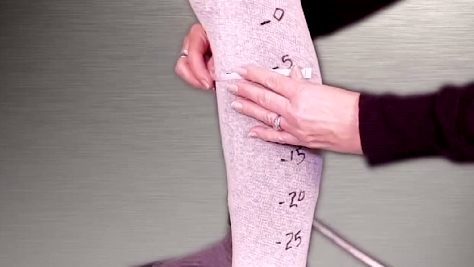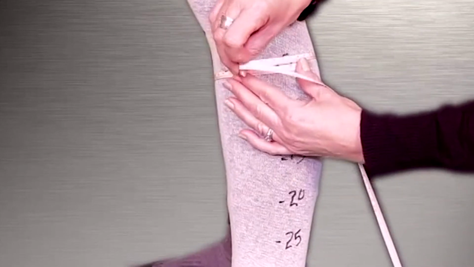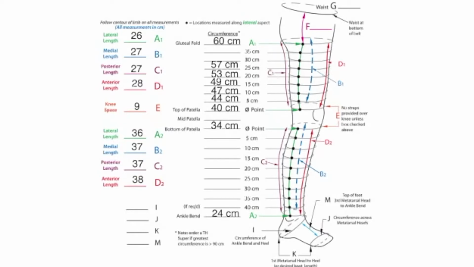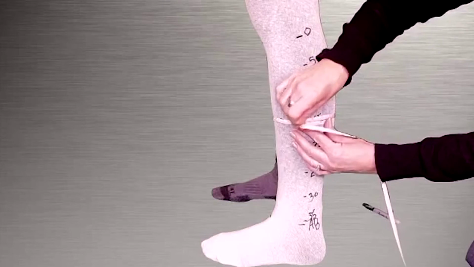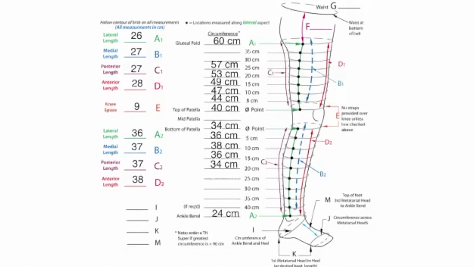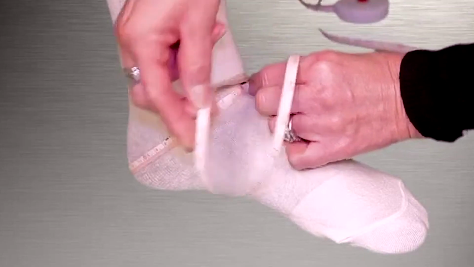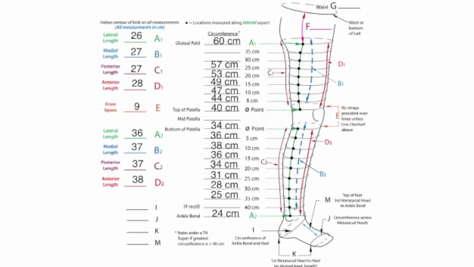Moving to the lower leg, measure the circumference of the leg 5 centimeters below the bottom of patella and record the value on the corresponding line. Measure the remaining circumferences between the bottom of patella and the ankle bend and record the values on the respective lines. You will not take a circumference measurement at the ankle bend as this was recorded on the first step of the measurement process. Moving to the foot, encircle the tape measure around the heel and the ankle bend and record the circumference on line I.